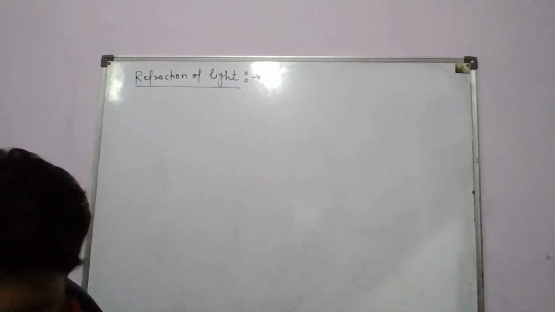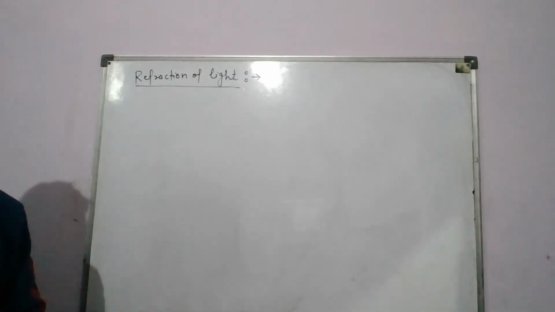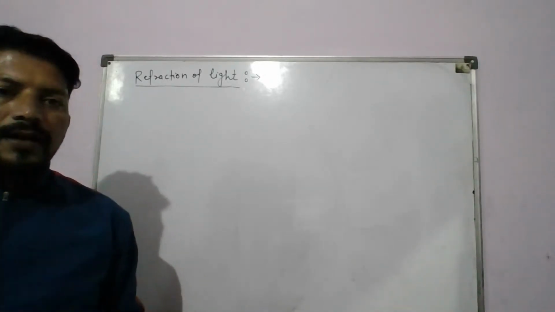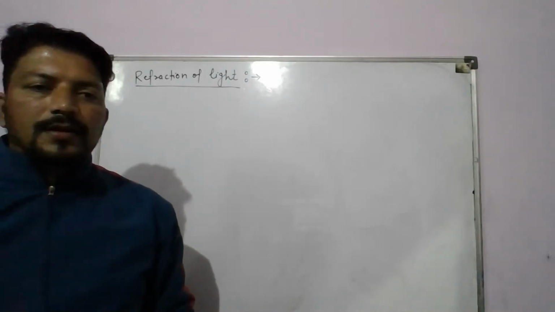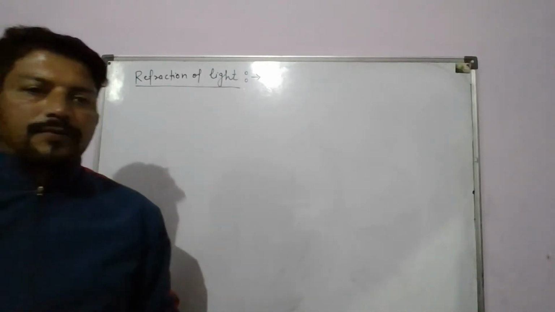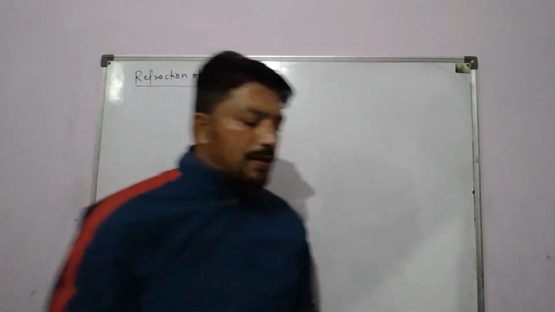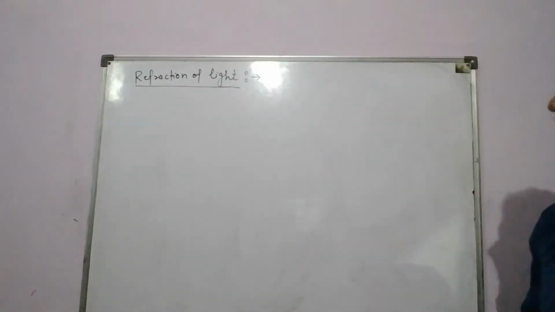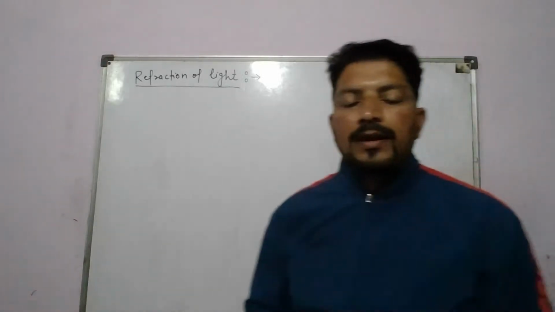So, first of all, what is reflection? Reflection means the bending of light in the same medium. So, we studied refraction. What is refraction? Refraction is the phenomenon in which the path of light changes as it goes from one medium to another medium, like light traveling from air to glass, or air to water. That is called refraction of light.